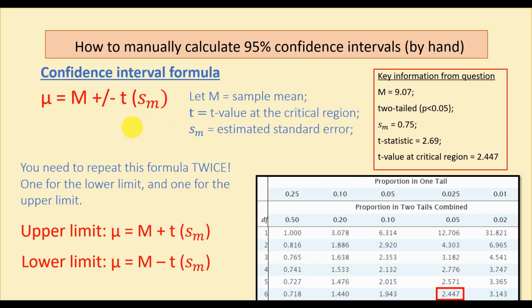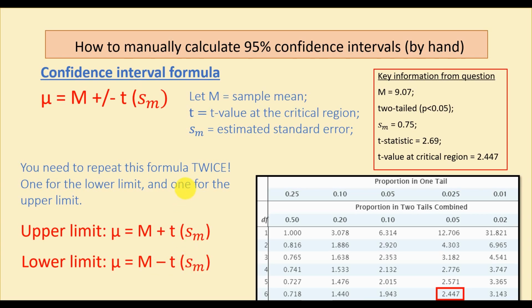So the first thing we're going to do is calculate the confidence interval, and there's an actual confidence interval formula here. It is the sample mean plus or minus the t-value times the estimated standard error. These are all values that we actually calculated in the last video. All we're doing here is we're going to replicate these values to calculate the upper limit, where we do the mean plus the t-value times this estimated standard error. And then we're going to do the same thing to calculate the lower limit, which is, instead of adding it, we're going to subtract the t-value times the estimated standard error from the mean.